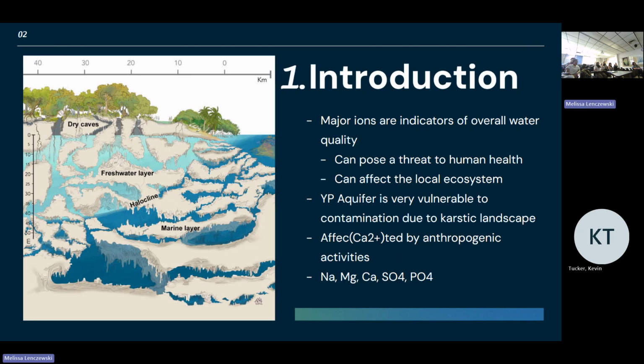A lot of these ions can be affected by anthropogenic activities. So, wastewater intrusion or discharge into groundwater can increase concentrations of various ions. And some of these ions tend to be things like sodium, magnesium, calcium, phosphate, sulfate, etc.